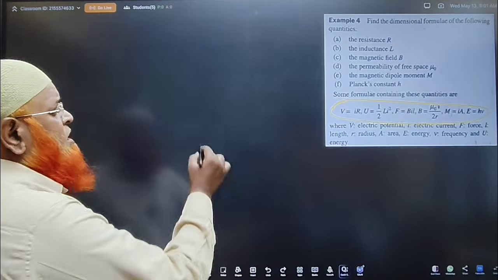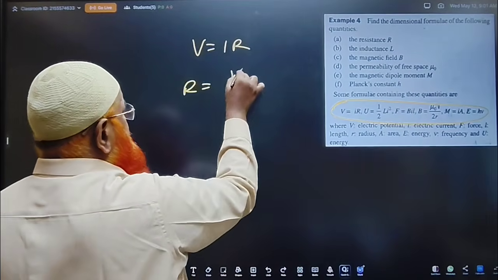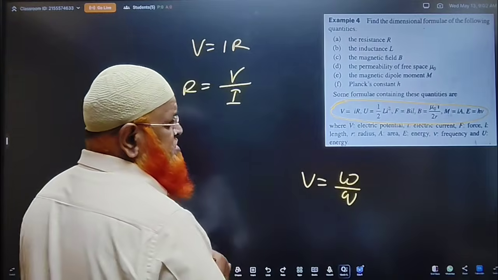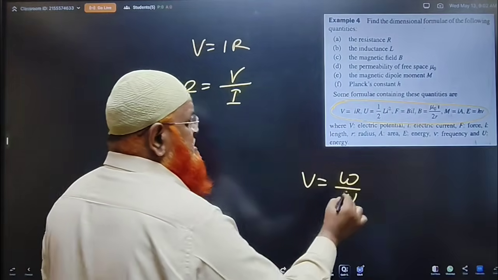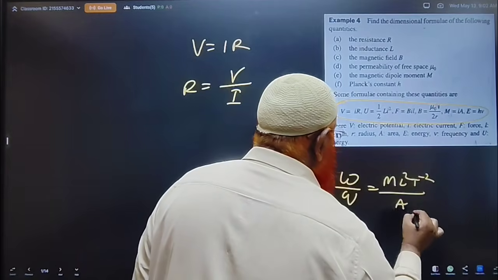Understood? So now you have to find out the resistance. You all know V is equal to IR, R is equal to V by I, and electric potential is nothing but work done on unit charge, isn't it? Just now I told you this is M L square T power minus 2. Charge is nothing but A into T.